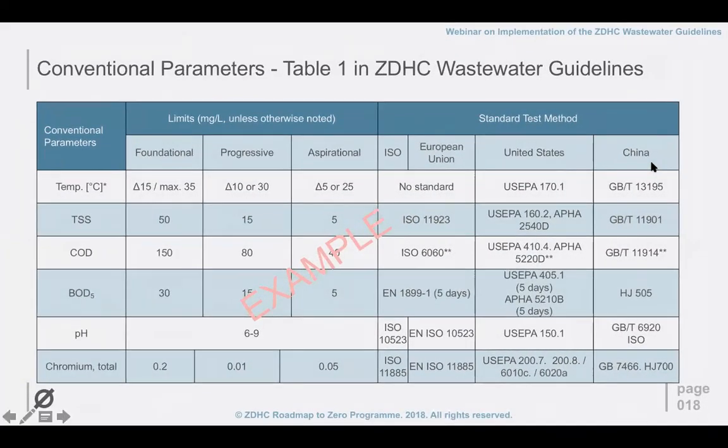So here's a quick example if you haven't looked at the wastewater guidelines. If you take a look, it lists the chemical or the parameter on the left-hand side of your screen. Then we have limits, the foundational, progressive, and aspirational, and then the suggested test methods. Because the test methods do matter. For some of the parameters, the way the test is performed can affect the result. And even though it's a valid result for that test, you want to make sure you're using the proper test so that you can relate it back to the standards that we have. Next slide.